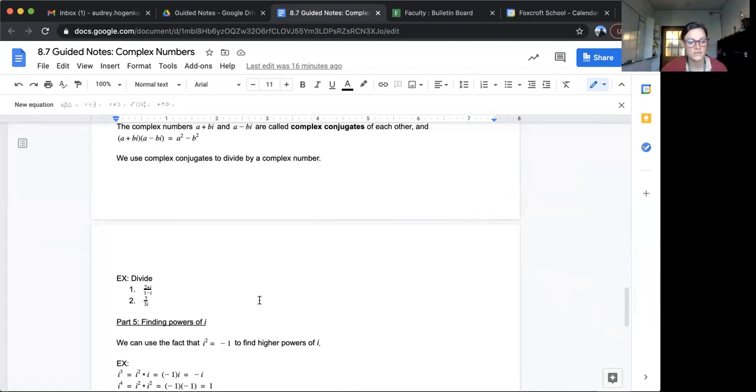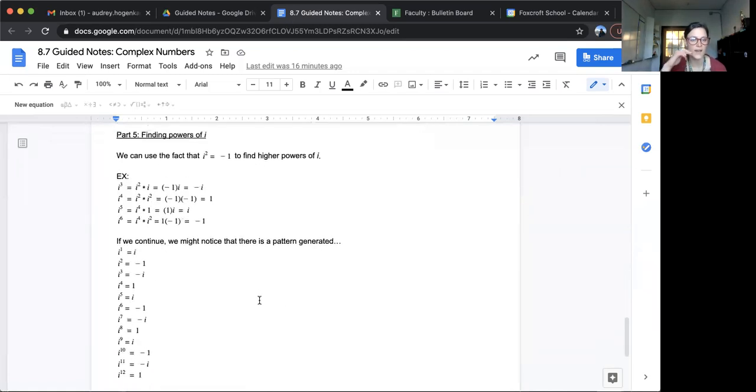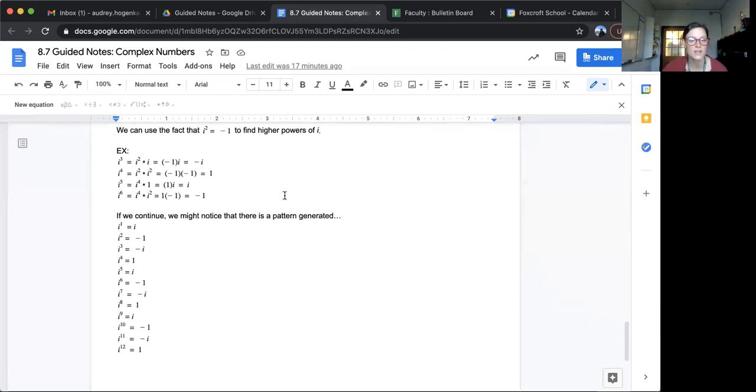And then part 5 is finding powers of i. So we can use the fact that i squared equals -1 to find higher powers of i. So for instance, i cubed, we could break into i squared times i. We know that i squared is -1, so -1 times i would be -i. Same thing with i to the 4th, i to the 5th, and i to the 6th. And so if we continue, we might notice that there's a pattern generated. So I want you guys to take a look at what I have written out here, see if you can pick up on the pattern, and we will talk about that more in class time.